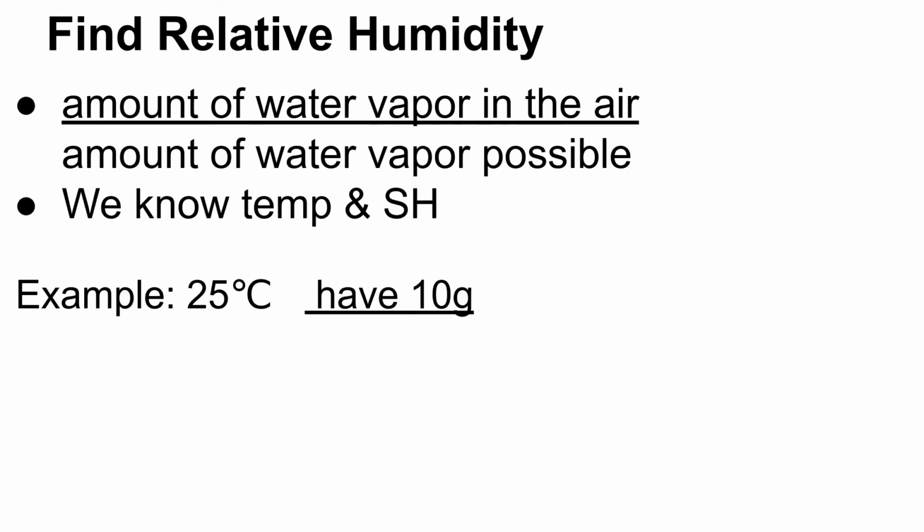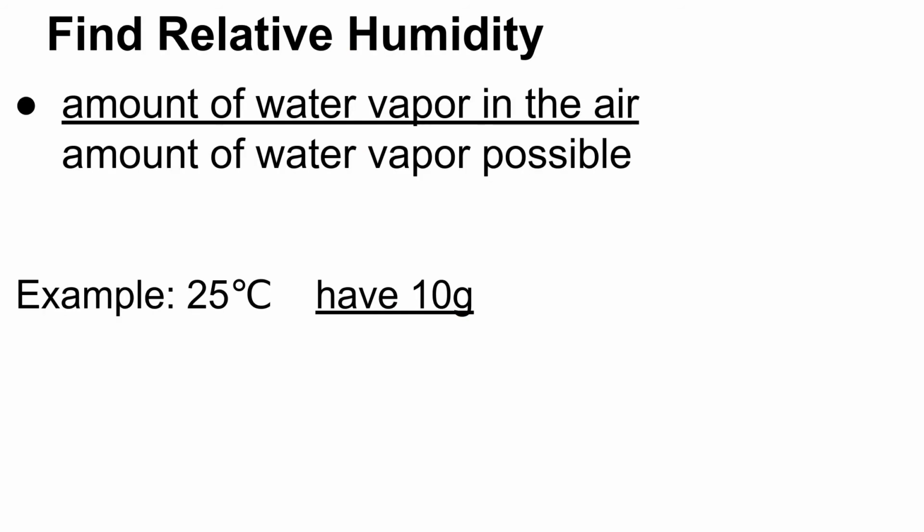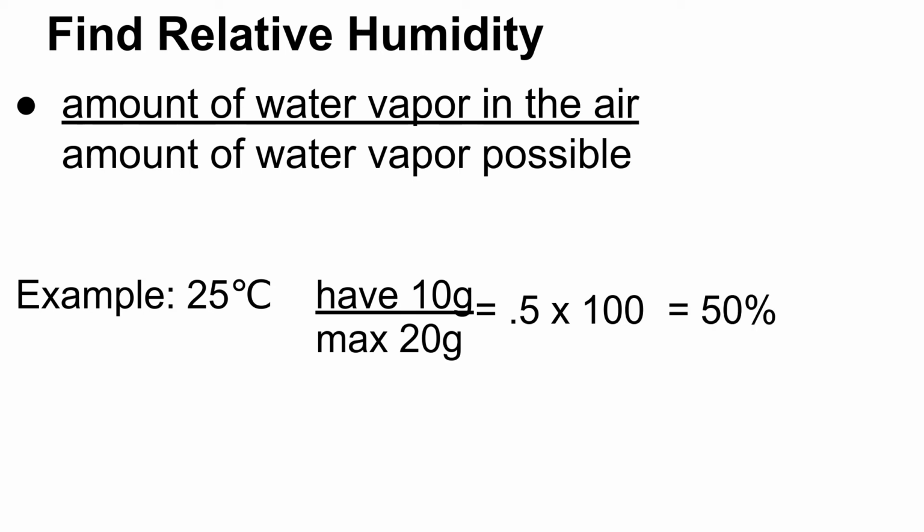So relative humidity, what do we know? It's 25 degrees out and we've got 10 grams of water vapor. So we go look it up on the chart. At 25 degrees, the maximum is 20 grams. Okay, so we have 10, the max is 20. 10 over 20 is 0.5 times 100 equals 50%. So if we have 10 grams of water vapor and the maximum is 20 grams, the relative humidity is 50%.